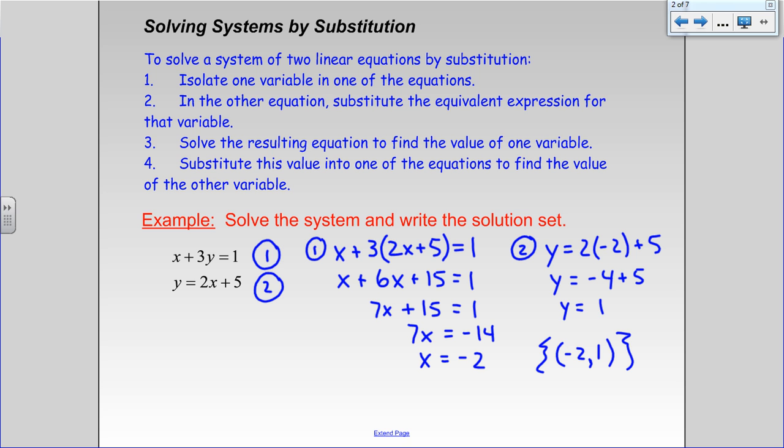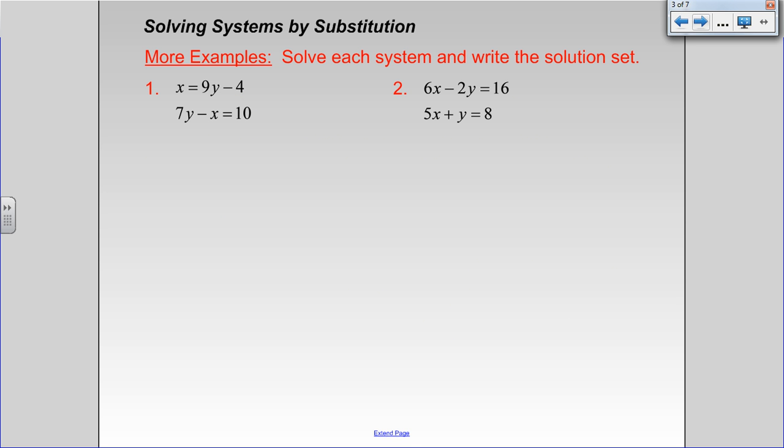This means that if we were to draw a graph of these two equations, we would see two lines that intersect at the point negative 2, 1. Let's look at 4 more examples, gradually increasing in difficulty, solving each system and writing the solution set. First example, x equals 9y minus 4 is equation 1, and 7y minus x equals 10 is equation 2.